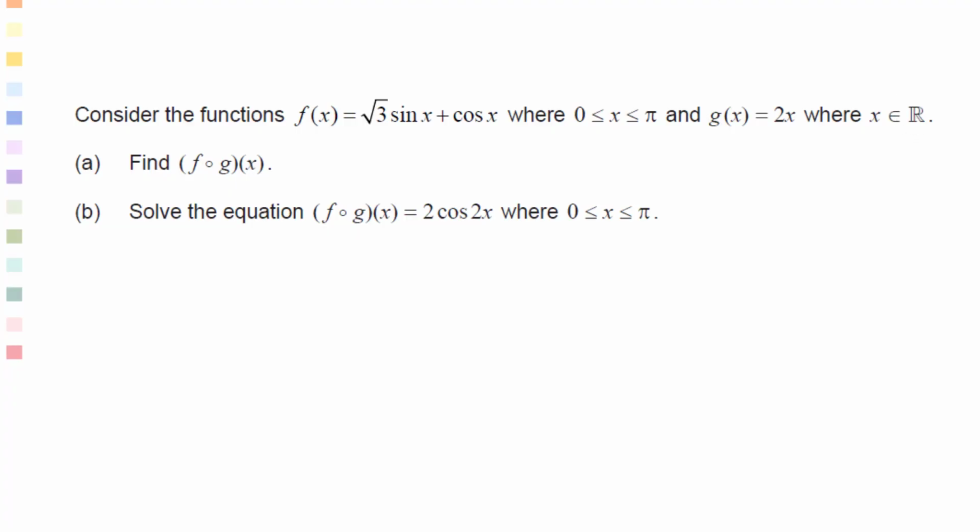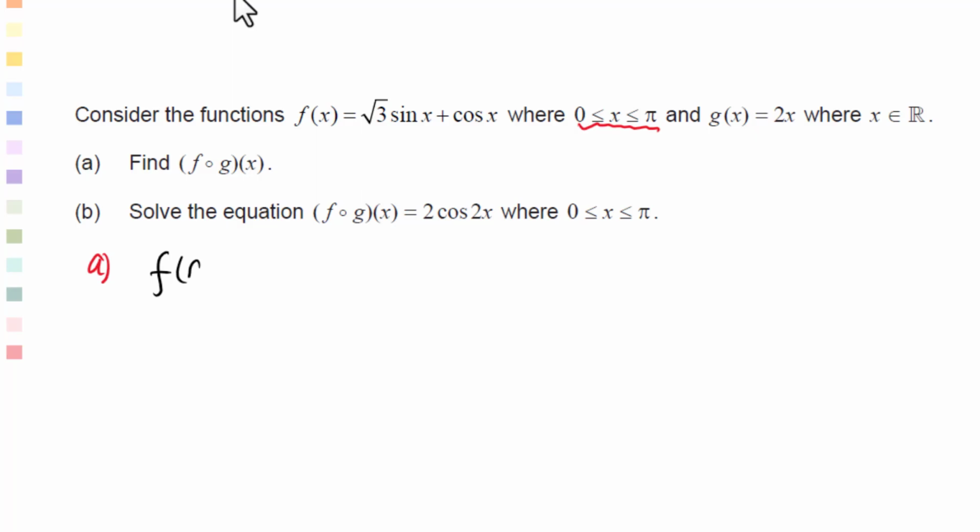This video is about solving trig equations. Consider the functions f of x equals square root of 3 sine x plus cosine x, where x is between 0 and pi, and g of x equals 2x, where x is real numbers. Find f of g of x.